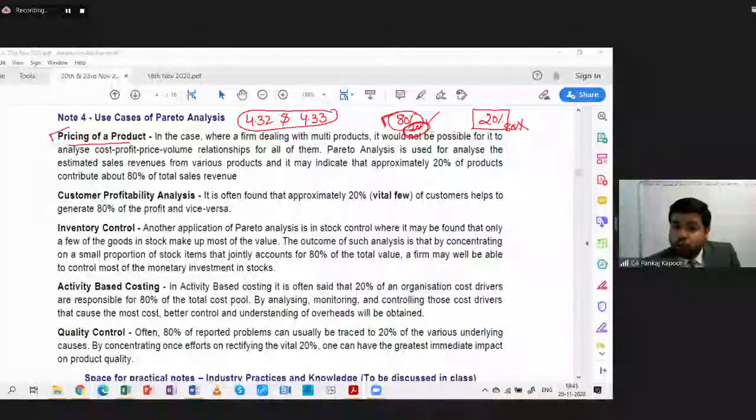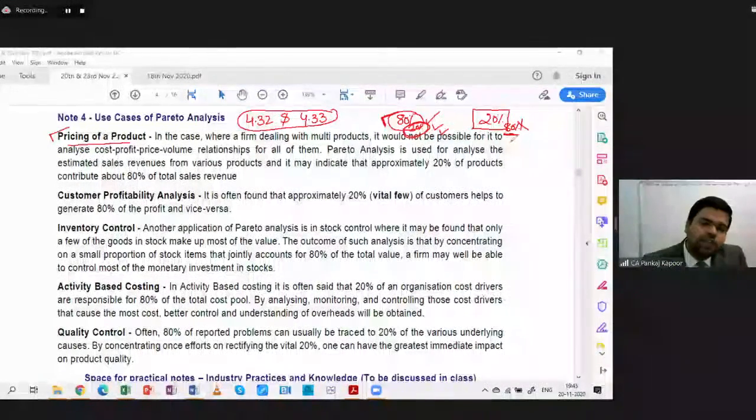So what can I do? Firstly, I will focus on these 20% products. Number two, the pricing of these 20% will be critically decided by the top management, whereas the pricing of these 80% can be left to the lower management, so that they can do the pricing of these 80%.